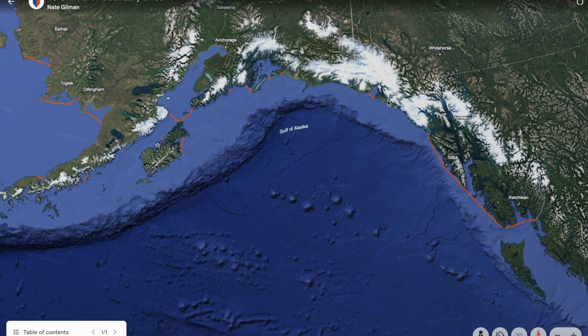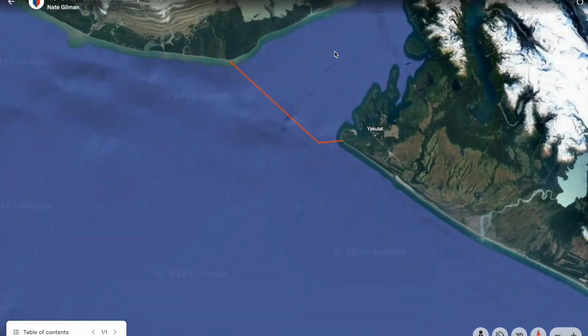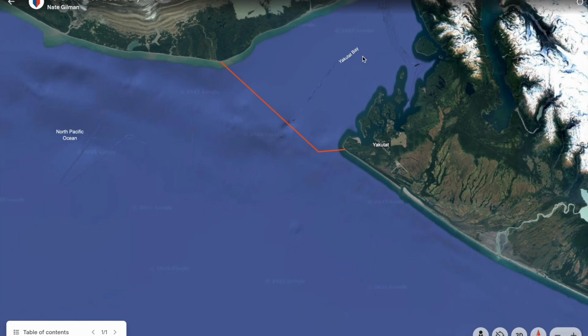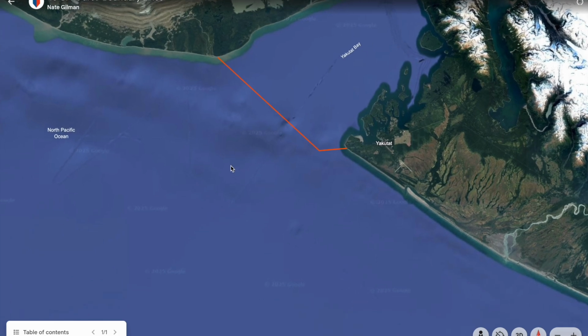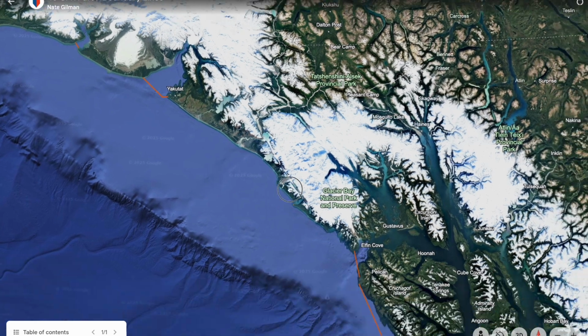Coming up to Yakutat, if you're inside of the Yakutat Bay, this is going to be inland, but the whole rest is going to be offshore, right? So this whole thing is offshore.